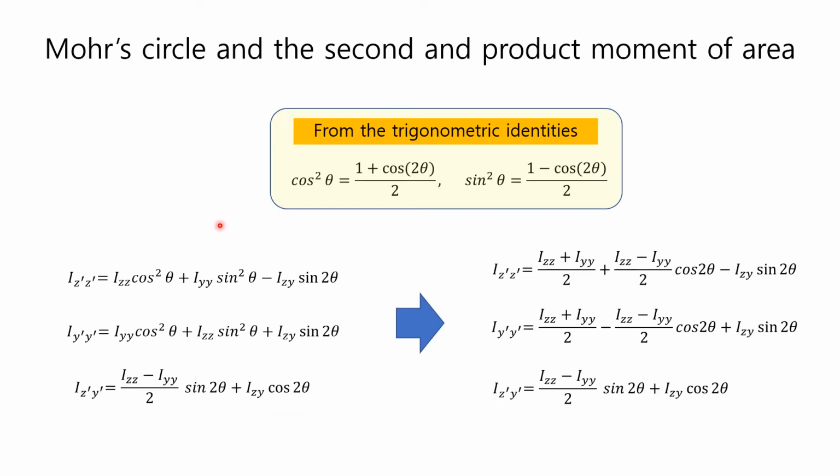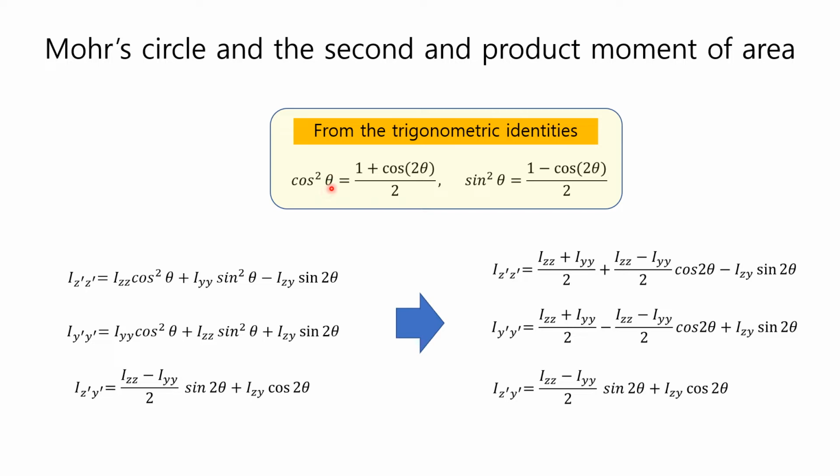As I explained in the previous videos, the second and the product moment of area Iz', Iy', Iz'y' about the new axis rotated by theta from the reference axis can be expressed by the three equations on the left. All appear as functions of the second and product moment of area Iz, Iy, and Izy about the original axis.